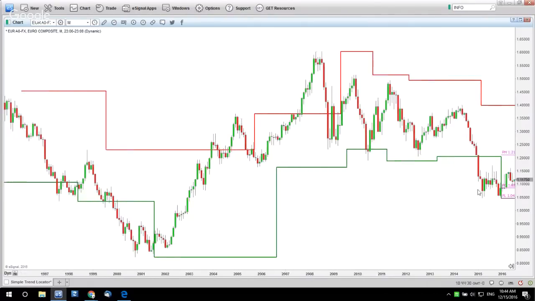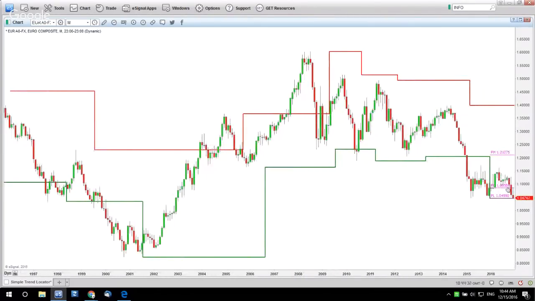After every move, the market consolidates, and we're now seeing weakness to the downside. Guys, look at what's happening.